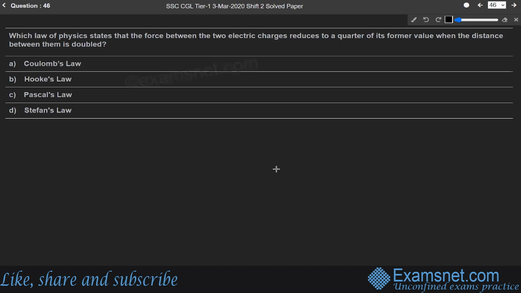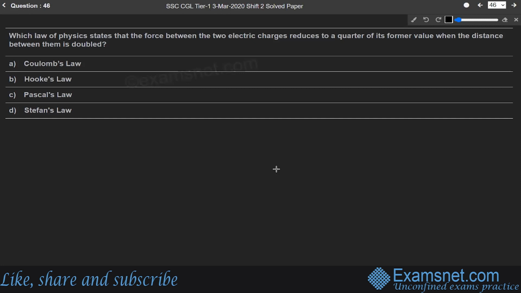Next question is, which law of physics states that the force between two electric charges reduces to a quarter of its former value when the distance between them is doubled? And the given options are Coulomb's law, Hooke's law, Pascal's law, and Stefan's law. So before moving on to the answer for this question, first let us have some information about all these laws. First law is Coulomb's law.